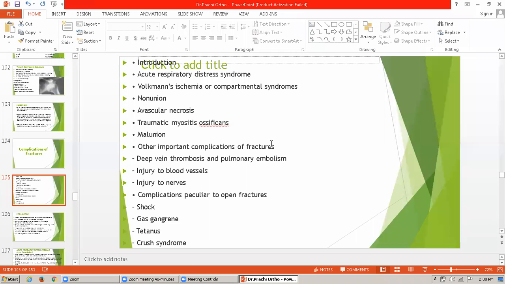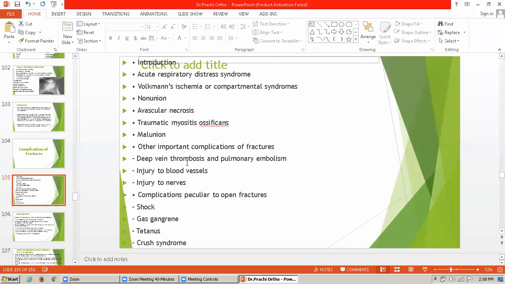Complications of fractures include many topics: first, the introduction, then acute respiratory distress syndrome, Volkmann's ischemia or compartmental syndrome, non-union, avascular necrosis, traumatic myositis ossificans, and malunion.